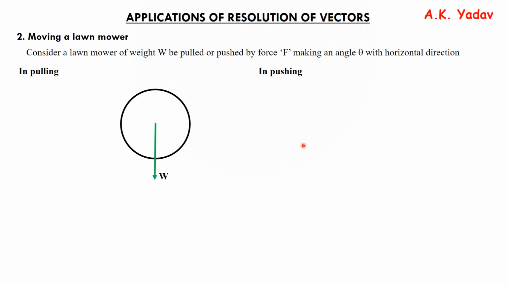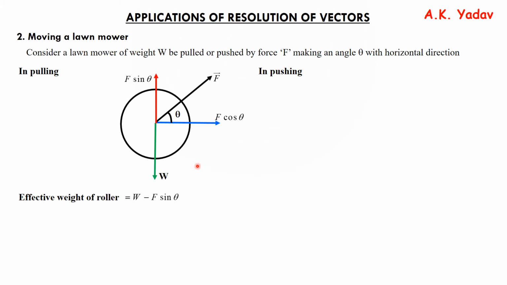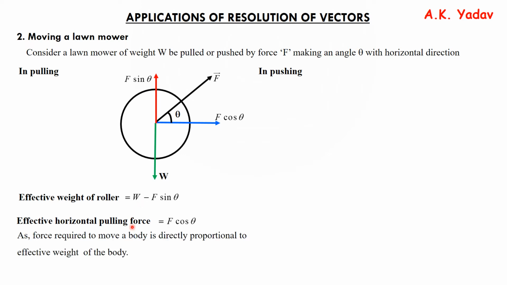This is the lawn mower, the weight acting downwards. This is the force applied and the force is making an angle theta. The force can be resolved into two components, F cos theta, the horizontal component, and F sin theta, the vertical component. Now, what is the effective weight of the roller? It is equal to W minus F sin theta, because W and F sin theta are acting in opposite directions. That's why we subtracted. Now, what is the effective horizontal pulling force? It is equal to F cos theta.